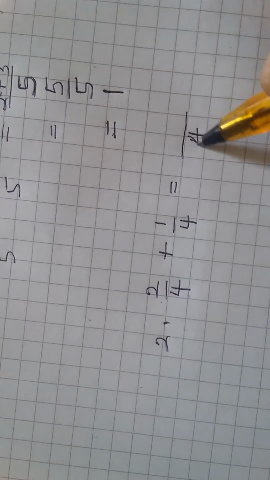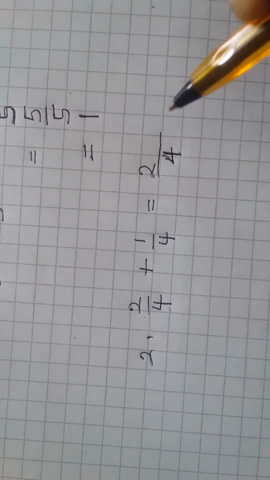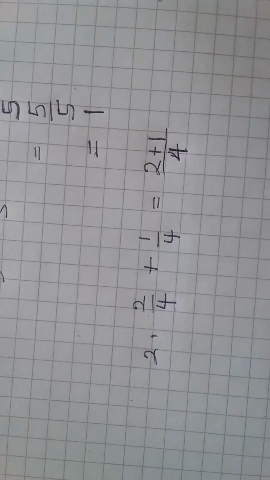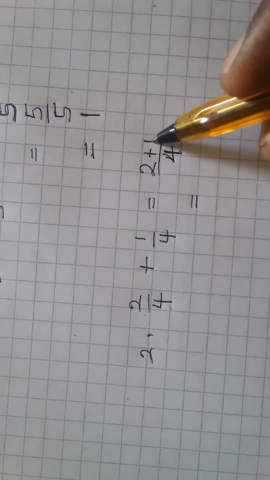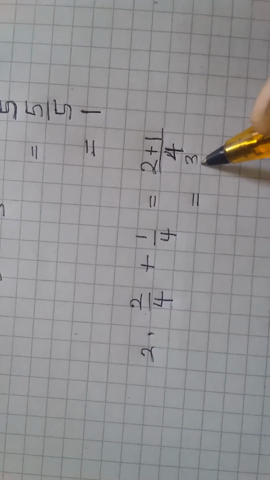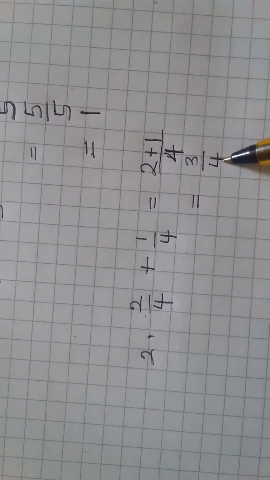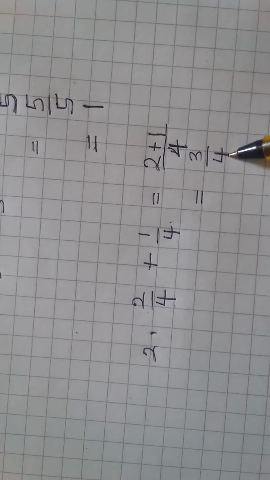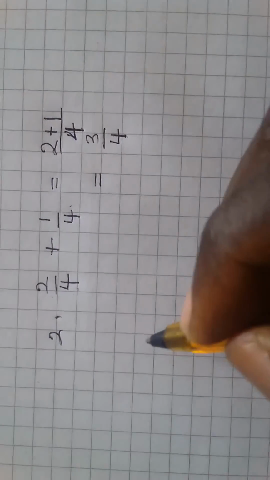So my denominator, which is the number of people who are going to share the things, will remain what? 4. Okay. However, the number of items they are going to share will be the one that was given them by the first person plus those given by what? The second person. In that case, we are going to have 2 plus 1, which will give us 3, all over what? 4. That will mean that these same 4 people have now 3 things to share.